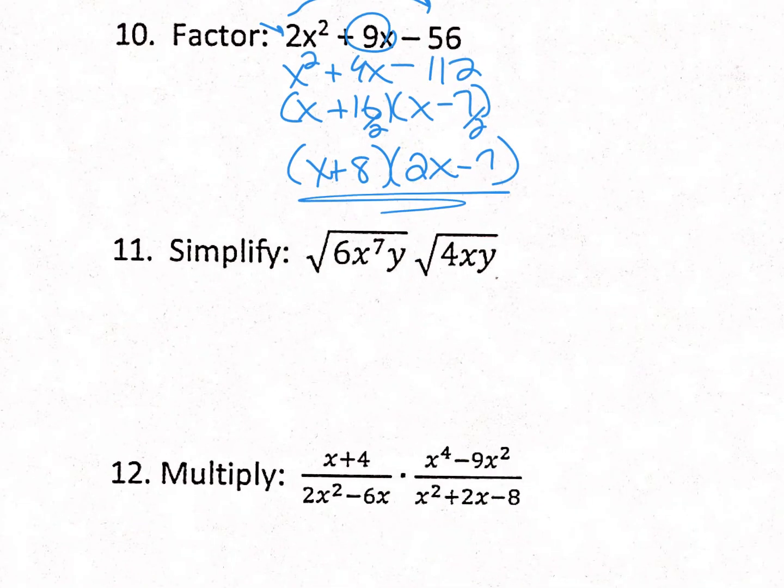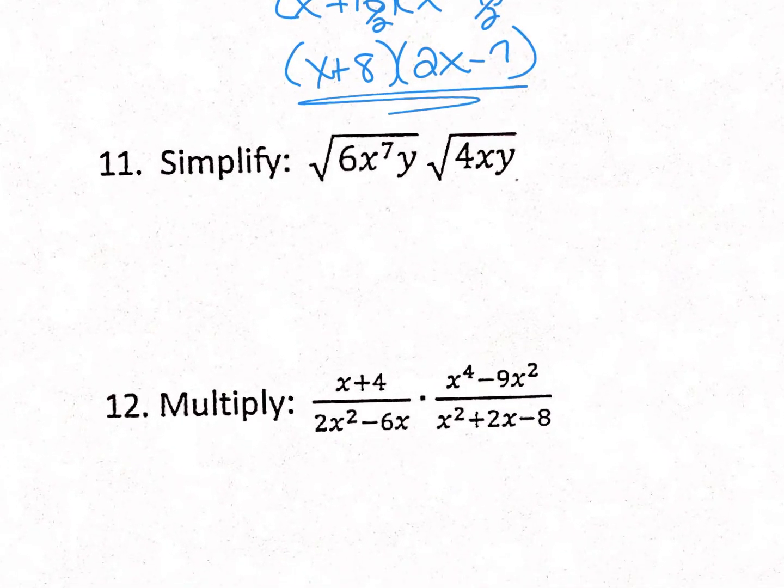Slide, divide, slide. Number 11. You're allowed to multiply radicals as long as the index is the same. These are both square roots, so I'm going to multiply them together. I get 24x to the 8th y squared. Now I'm just going to break that down as much as I can.